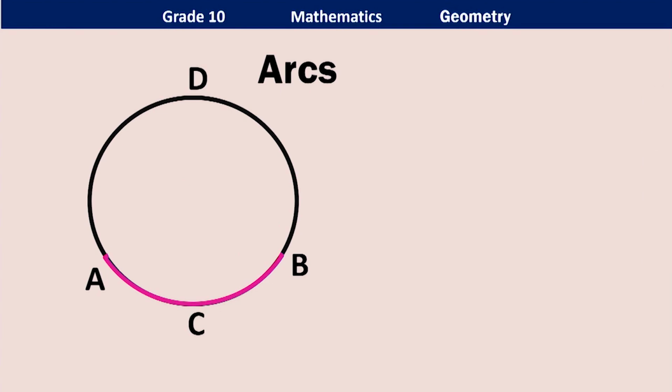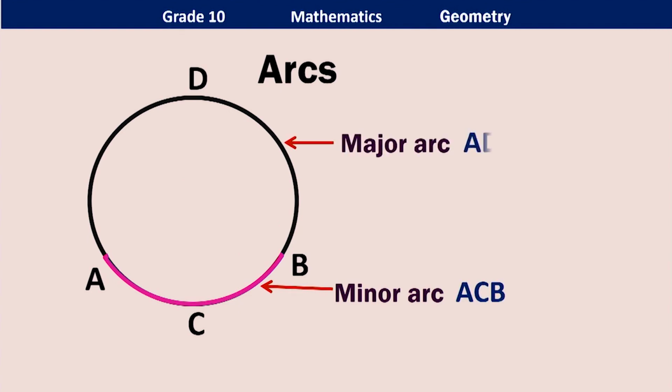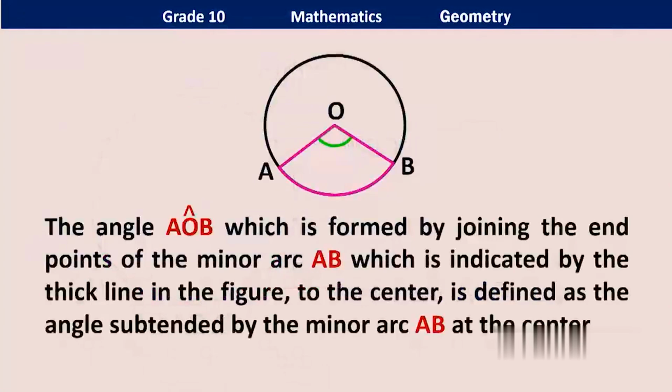So, ACB is smaller than ADB. Therefore, I can give two names. ACB is the minor arc because it is the smaller one, and ADB is the major arc because it is the much greater one. So, I have got two arcs now: ACB, the minor arc, and ADB, the major arc. Right. Now, have a look at this.